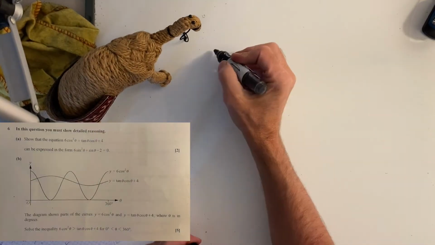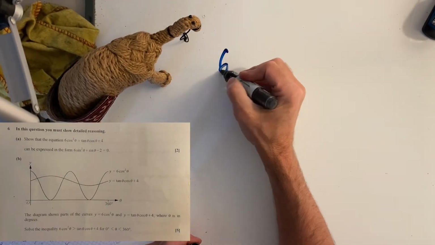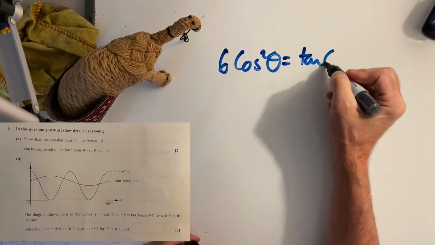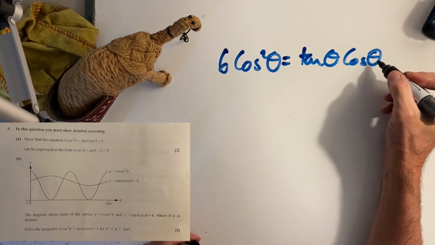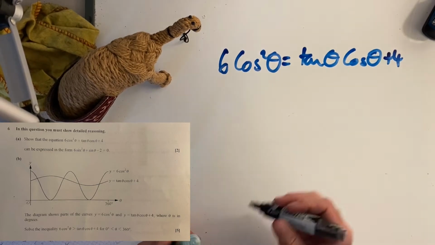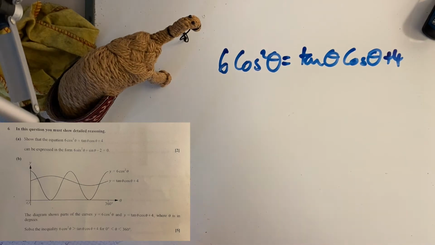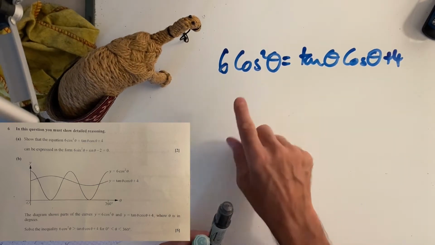Okay, question 6. Show that 6 cos squared theta is equal to tan theta cos theta plus 4, and show that it can be expressed in this form: 6 sine squared theta plus sine theta minus 2 equals 0. So two things you need to know here. You need to get everything into one thing.